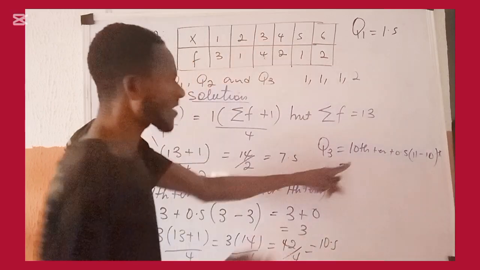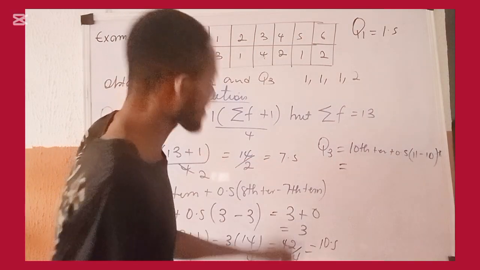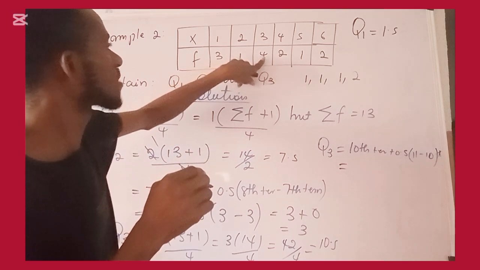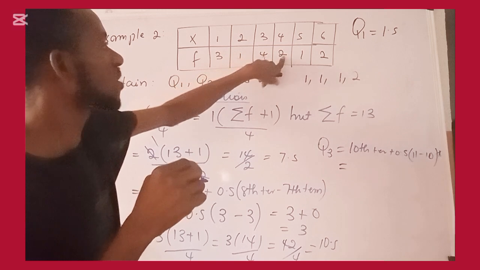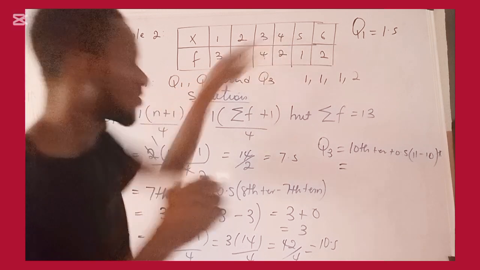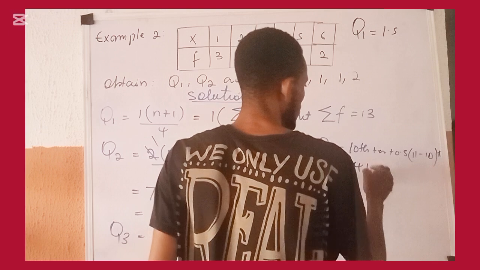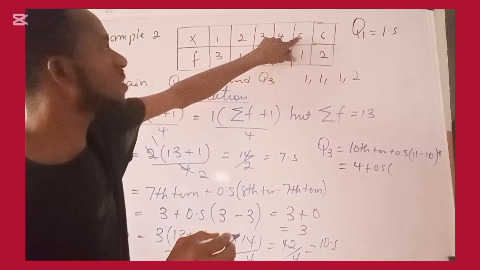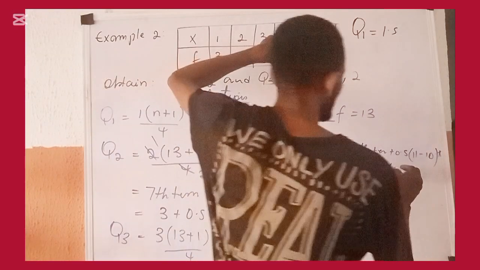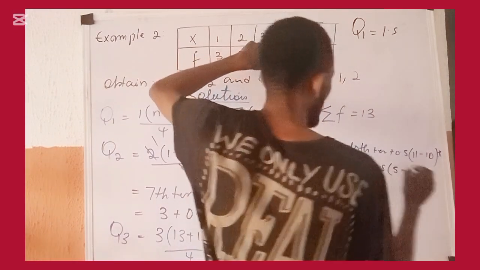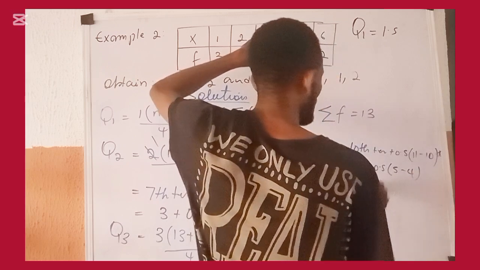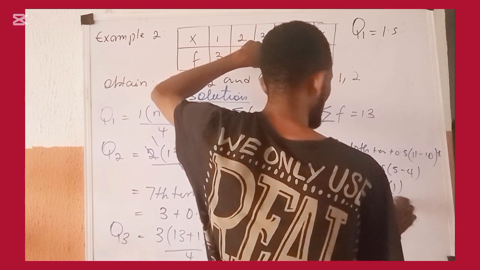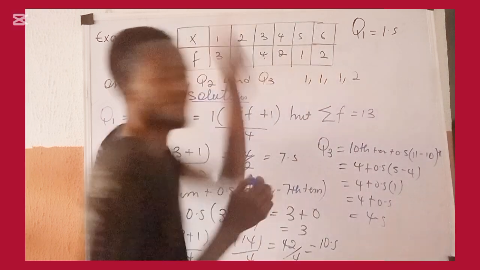This is equal to. What is my 10th term? My 10th term is, I'm going to do this: plus this is 4, to this is 8, to this is 10. So it is 4. So I will now write 4 plus 0.5, open the bracket. Now, if you come here, 11th is 5. So you now have 5 minus this 4, you close it, which is equal to 4 plus 0.5 by 1, which is equal to 4 plus 0.5, which is equal to 4.5.